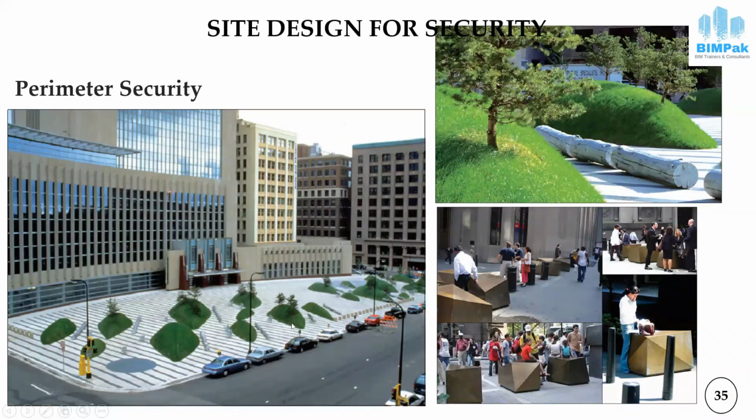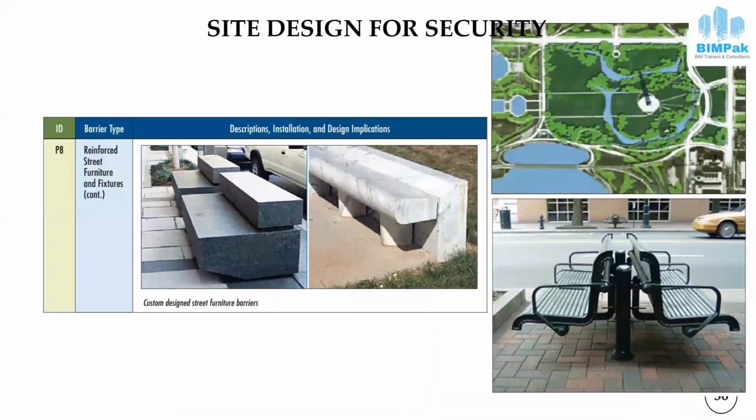Here we can see that the vehicle cannot come too close to this building, and this is to ensure the standoff distance. And at the same time, you can see these cut trees. This is creating a hindrance to the vehicle reaching the target. Here you can see these are the benches, and in this picture you can see that the standoff distance has been ensured by providing a water body.